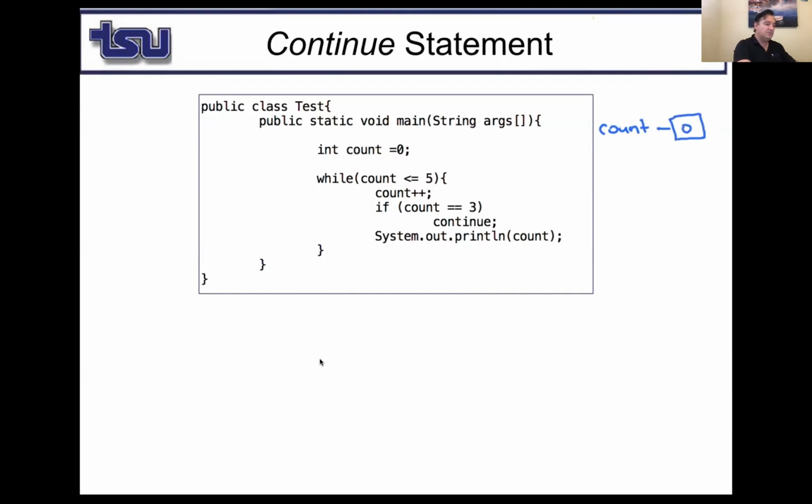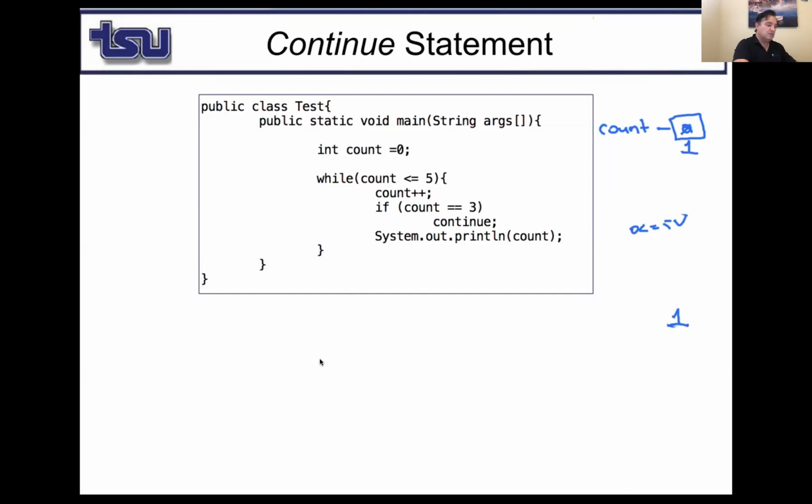I repeat, just like before, the condition that I check is: is 0 less than or equal to 5? This is true. And then I get inside. Count becomes 1. Since 1 is not equal to 3, it's going to print simply 1. Then it goes back to the while loop.